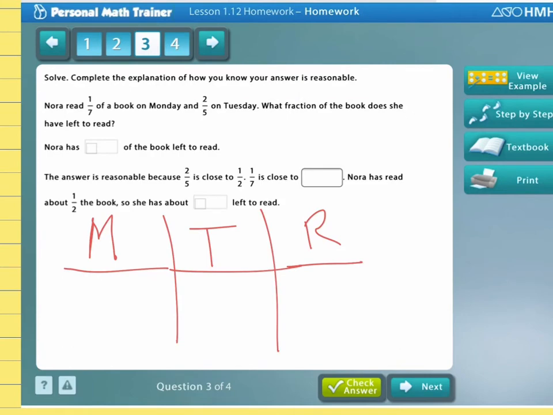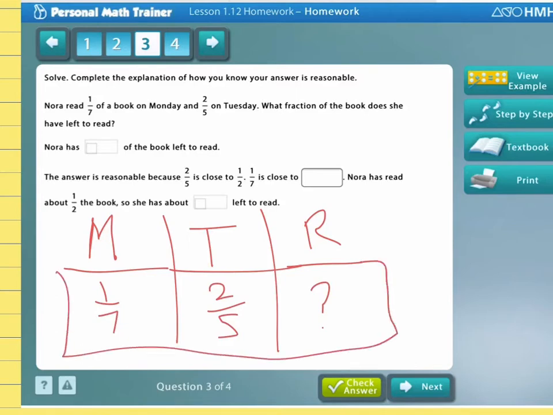Okay, so I've set up my problem with a model. Nora read 1/7 of the book on Monday, 2/5 on Tuesday, and an unknown amount to be read to finish the book. So all three of these together have to equal 1, the whole book. So we just need to find out what is the difference between 1 and 1/7 and 2/5 combined.